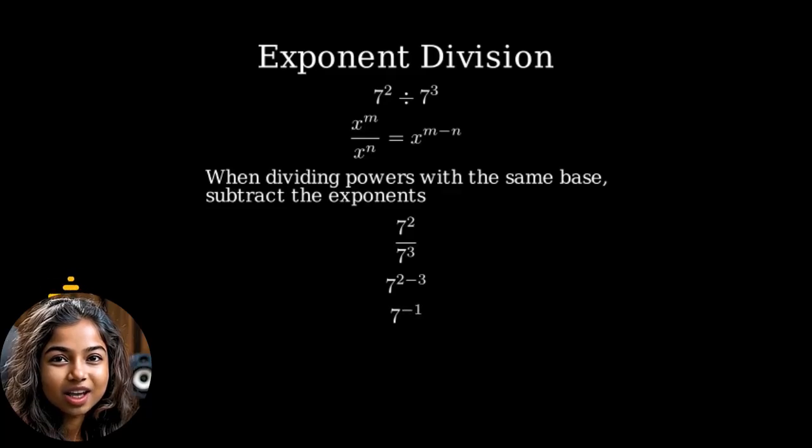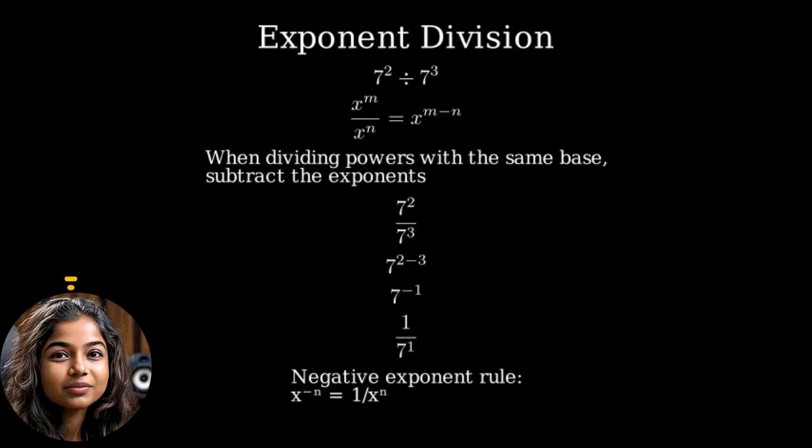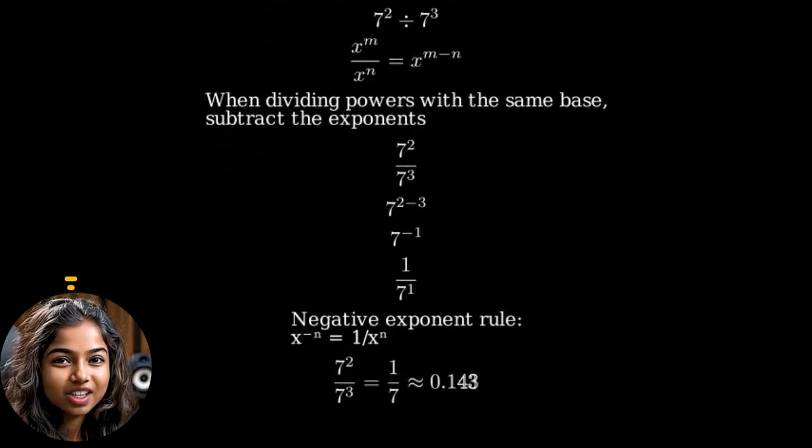So our expression simplifies to 7 to the -1 power. Remember, when we have a negative exponent, we can rewrite it as 1 over the base raised to the positive exponent. Therefore, 7 squared divided by 7 cubed equals 1/7, or approximately 0.143.